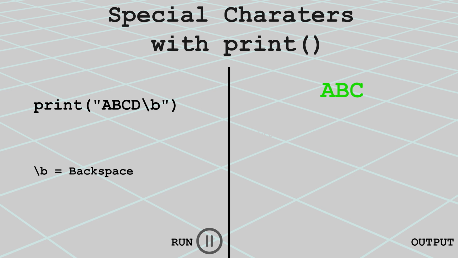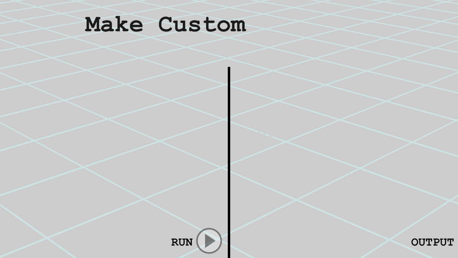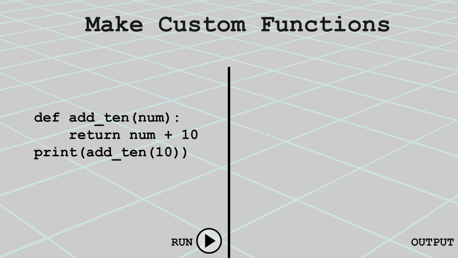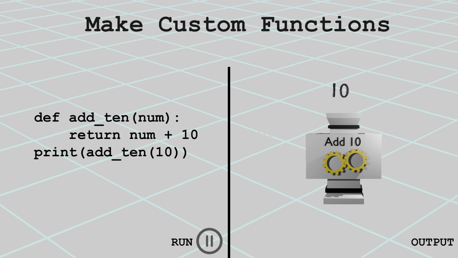While there are many functions built inside of Python, we are also able to make our own custom functions. For example, this function adds 10 to whatever number we input. We have to first define what the function is and what it will return. If we were to input 10, the function would take the initial value and then add 10, returning a new value of 20.